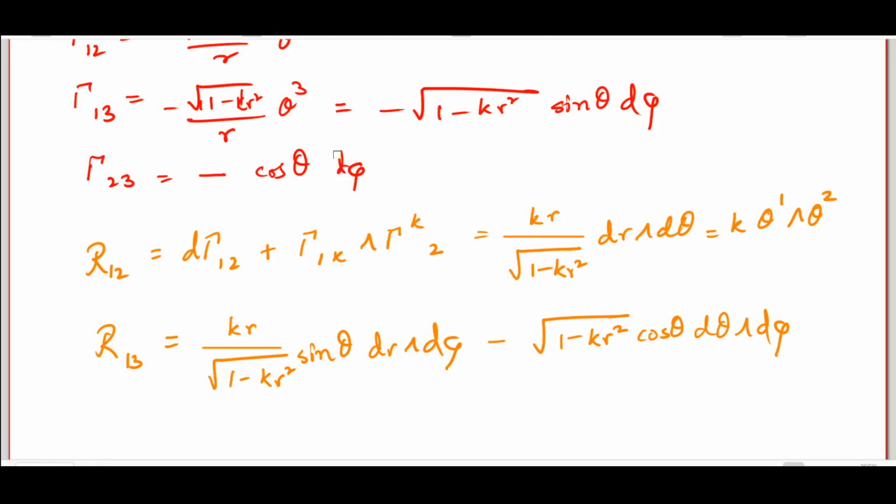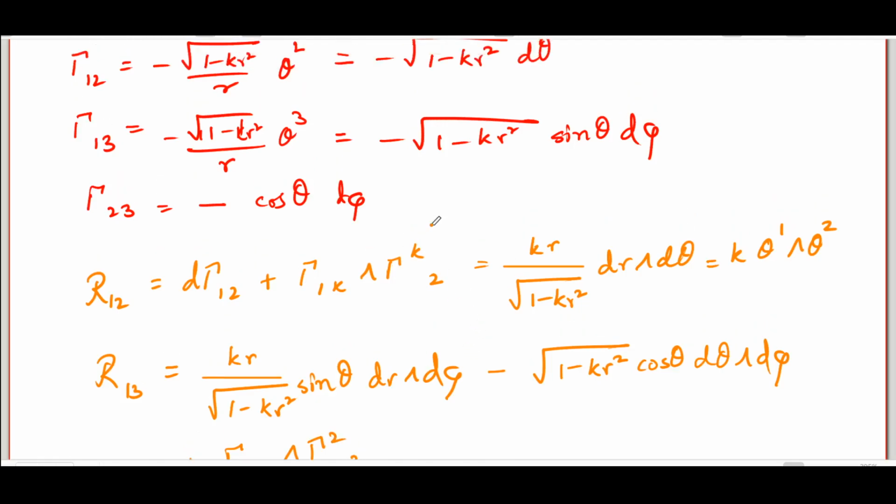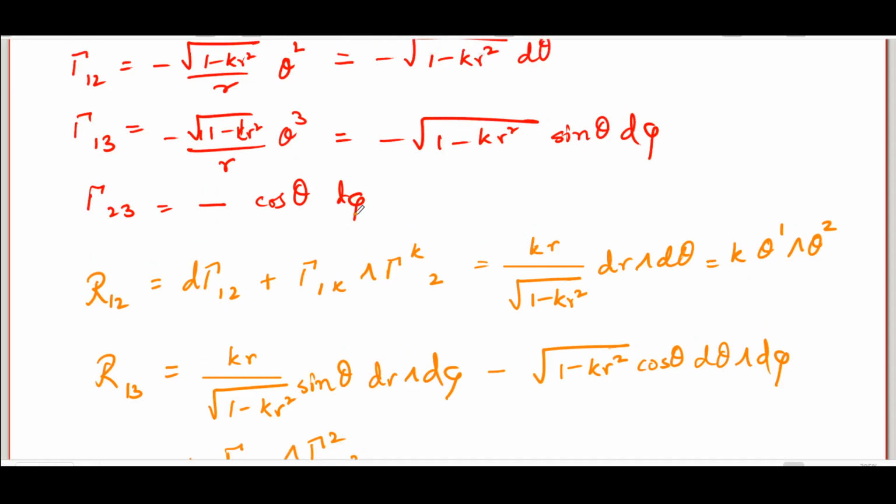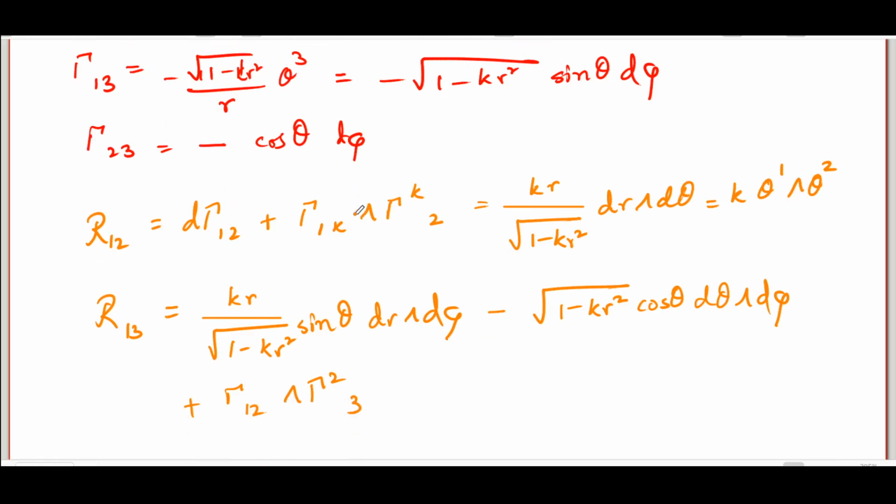But you have to add to this a term, which is gamma 1,2 wedge gamma 2,3. That's the only non-zero possible term in this sum. Now gamma 1,2 has a d theta, gamma 2,3 has a d phi, so that's non-zero. In fact, when you add them together, what you get is plus root over 1 minus kr square into cosine theta d phi. So this term is exactly the same as this term. They cancel out. So you're left with only this. And this is simply k theta 1 wedge theta 3.